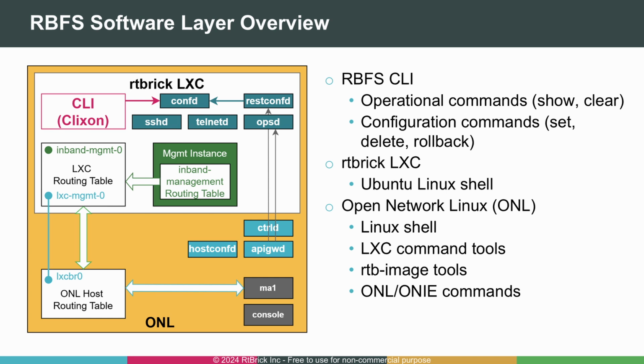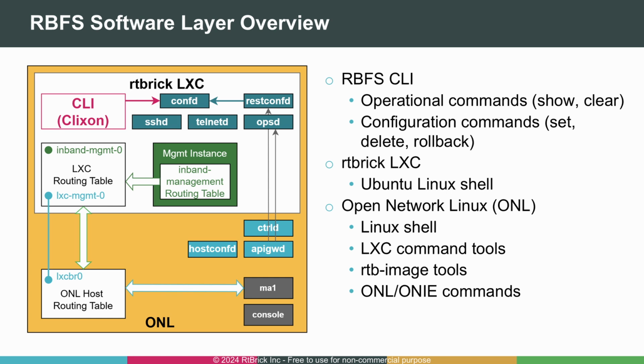Containerization provides a logical layer that enhances application security, flexibility, and portability by offering isolation. This RBFS container is hosted on Open Network Linux, an open-source Linux-based operating system designed for whitebox switches. The ONL controls the out-of-band management Ethernet interface and the serial console port. Additionally, several infrastructure services, such as the API Gateway daemon and Control daemon, run directly within the ONL layer.